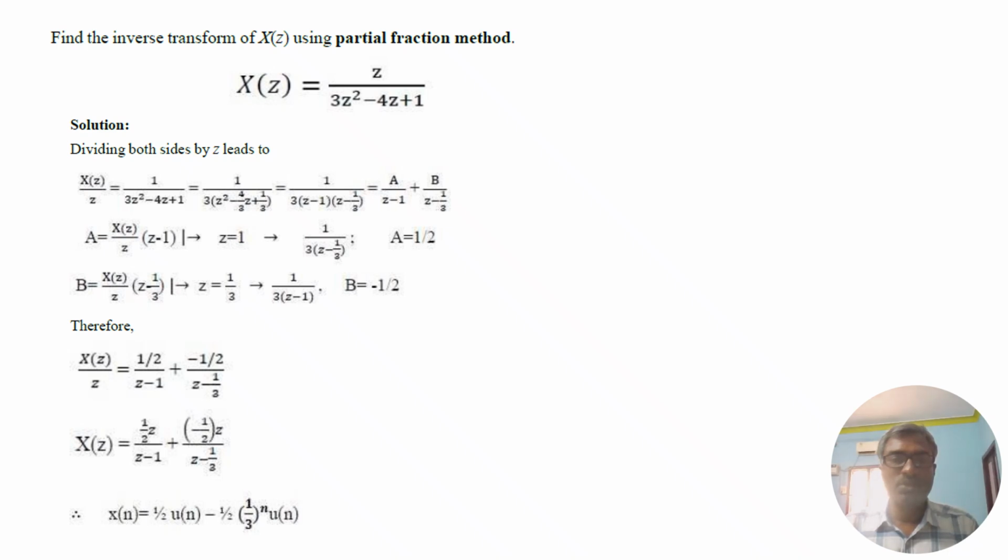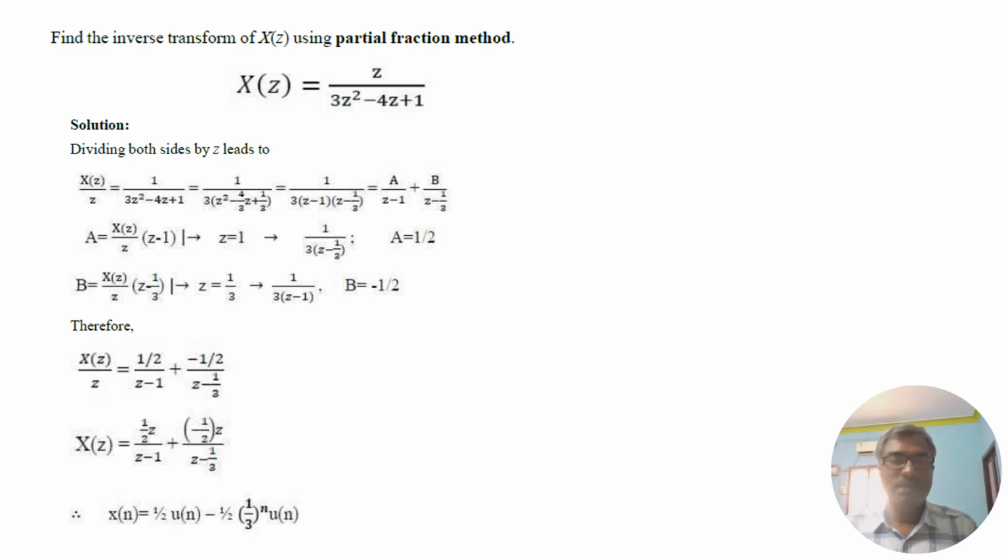X(z) equal to z by 3z square minus 4z plus 1. The solution is, divide both sides by z. Then we will get X(z)/z equal to 1 by 3z square minus 4z plus 1. Then we have to apply partial fraction. Before applying the partial fraction, we need to factorize the denominator. Then X(z)/z can be written as A by z minus 1 plus B by z minus 1/2. Then we have to find the A and B values.